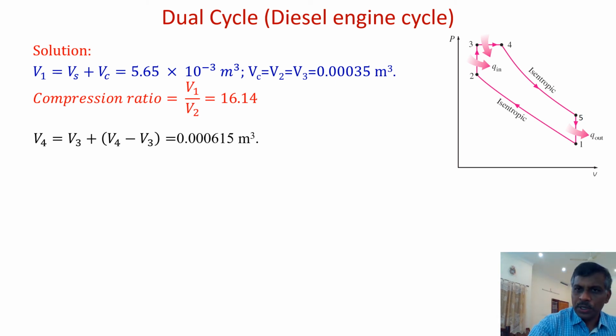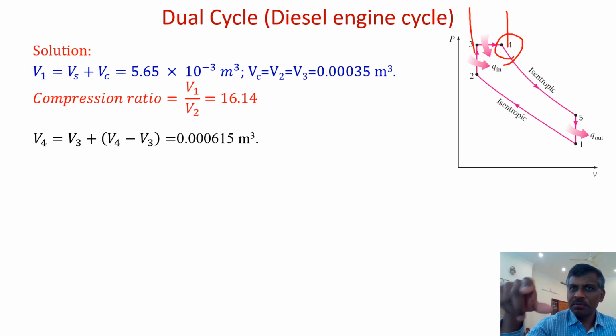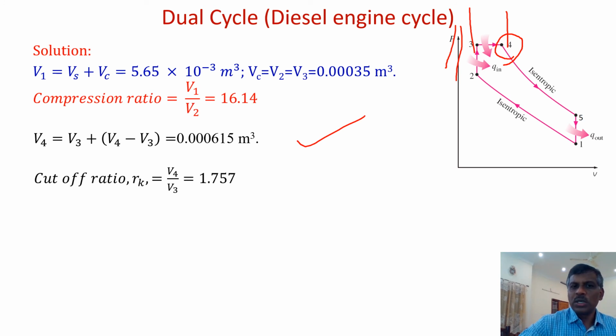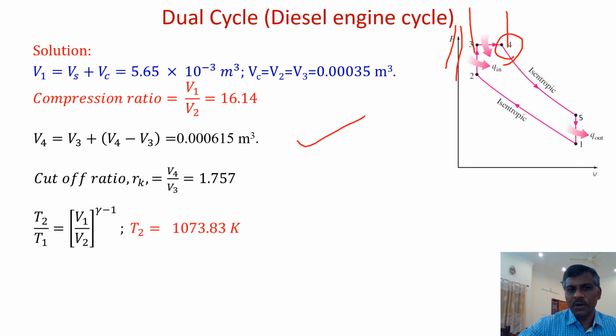You can calculate V4. What is V4? V4 minus V3 is given because the cutoff is 5% of the stroke volume. That is given data. If you add it to V3, then you will get V4. Once that is known, the cutoff ratio can be calculated, that is V4 by V3. Compression ratio has been found, then cutoff ratio has been found.